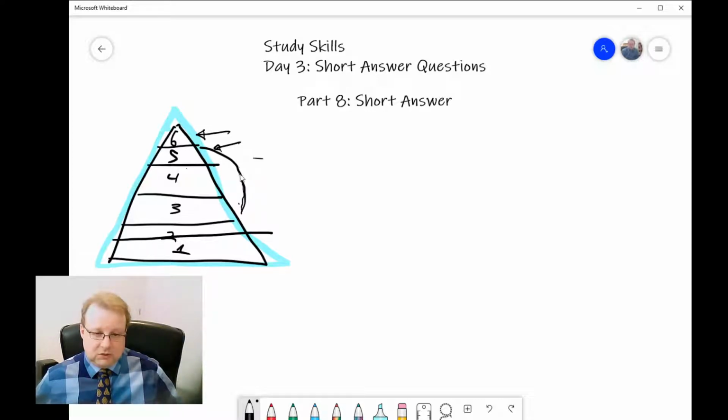So these are ones where it can be at the higher level where you're creating. It can also be a recall when they're just trying to give you fewer hints than you would get in, say, multiple choice.